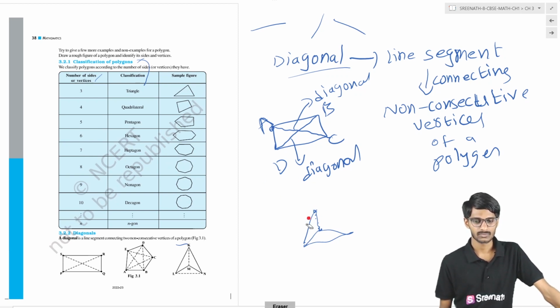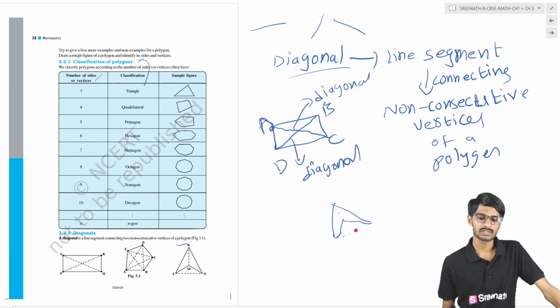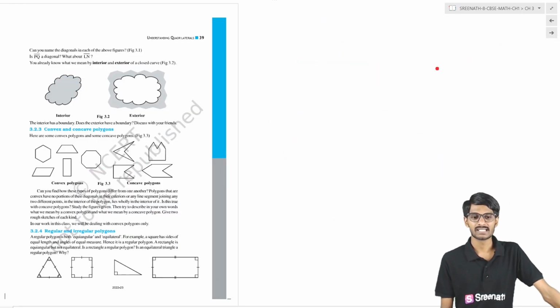So basically this is not the actual diagram, this is the actual diagram. This is a quadrilateral. It is having 4 sides. So these two vertices are non-consecutive vertices, and these two vertices are non-consecutive vertices. So this is the diagonal, this is the diagonal, students. In this also, these are non-consecutive vertices, so the line segment connecting these two is a diagonal. So that is about the diagonal, students.